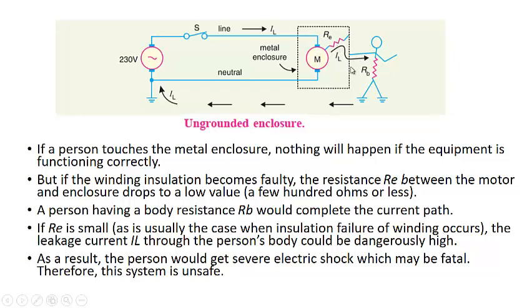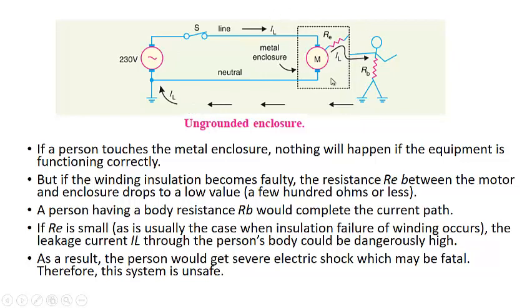Whenever there is a person, the person has their own resistance, and electrically it can be shown by a resistance. When the person touches this metal casing during the normal operation of this motor, nothing will happen, because this resistance is very high. The resistance of the human is of the order of kilo ohms. There will be practically no current flowing through the human.